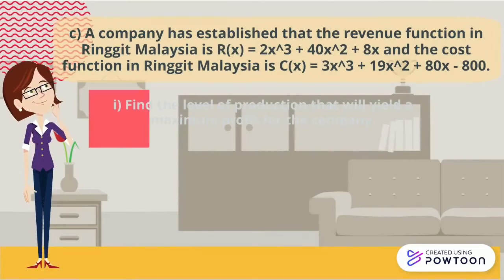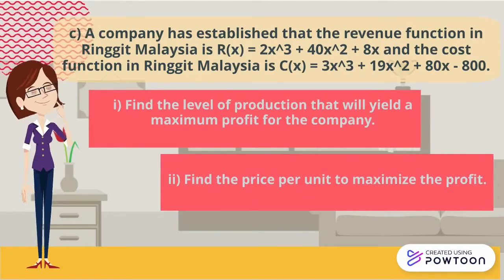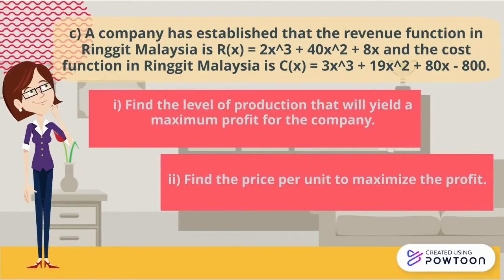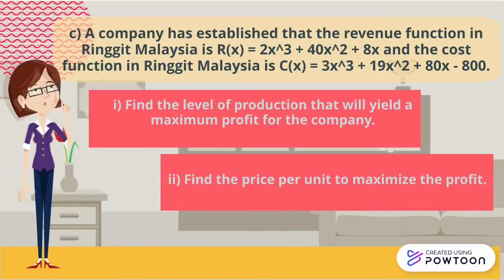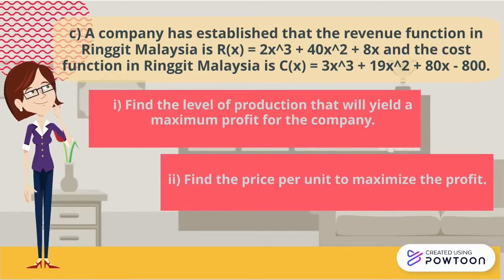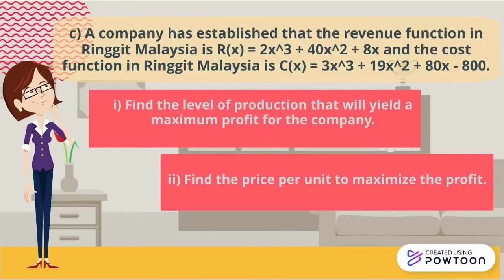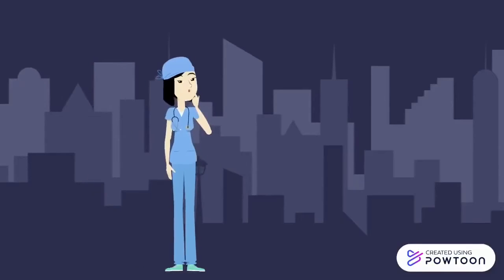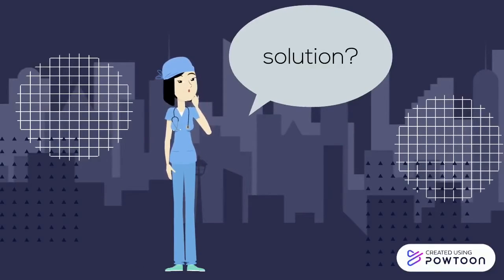It is given the revenue function in ringgit Malaysia, which is 2x cubed plus 40x squared plus 8x, and the cost function in ringgit Malaysia, which is 3x cubed plus 19x squared plus 80x minus 800. So we need to find the level of production that will yield a maximum profit for the company and find the price per unit to maximize the profit. So, what are the solutions?